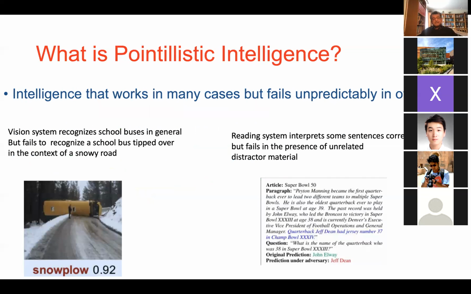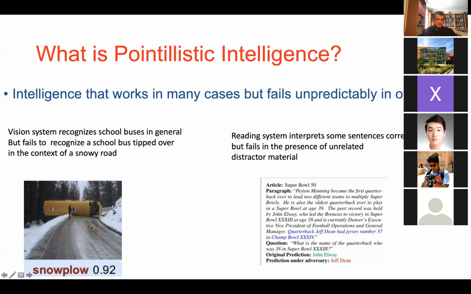Pointillistic intelligence works in many cases, may not be as narrow as chess playing, and it works in many cases, but fails unpredictably. Okay, here are two examples. A computer vision system is looking at this scene and says, hey, there's a school bus, there's a yellow thing on this road here. But it fails to recognize a school bus has tipped over here in the context of a snowy road. This is like Texas on February 16th, 2021, where it's snowing all over. And this slipped and it just tipped over.